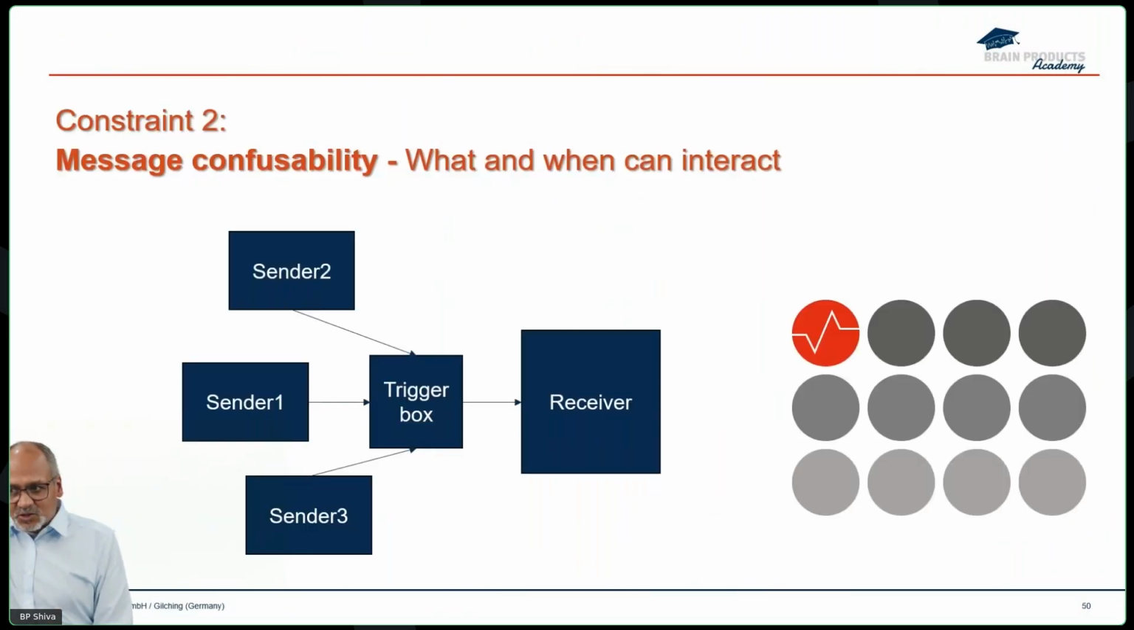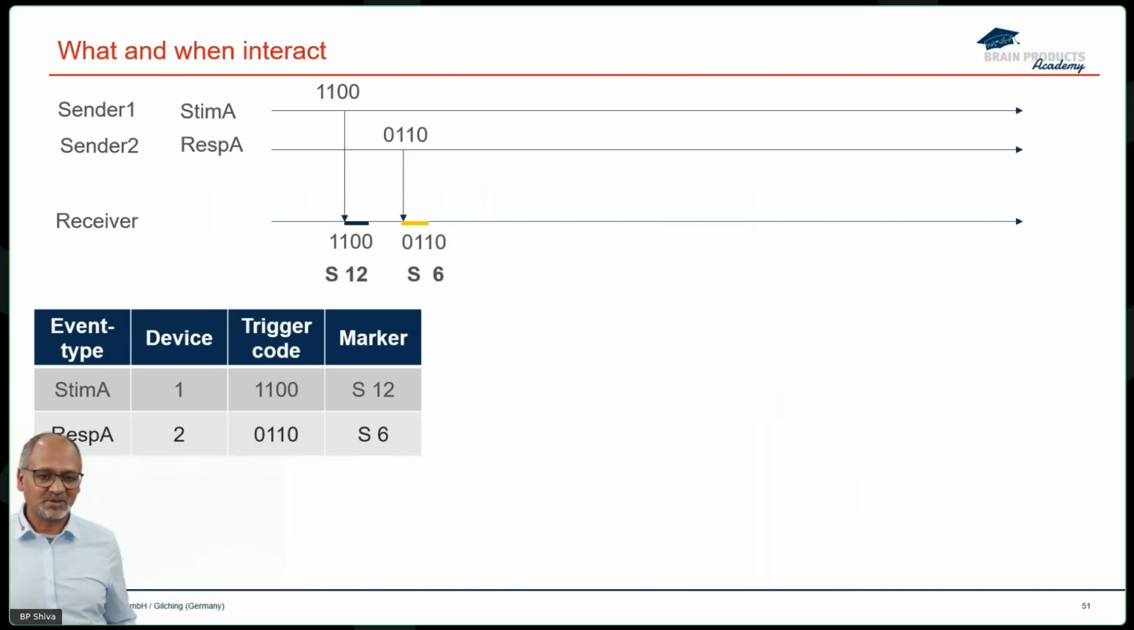So the next issue, and a very important one, has to do with the somewhat involved but very important issue of the confusability of the messages. Due to the way hardware triggers work, what and when can interact in complex ways. And these need to be dealt with. Here's a little example.